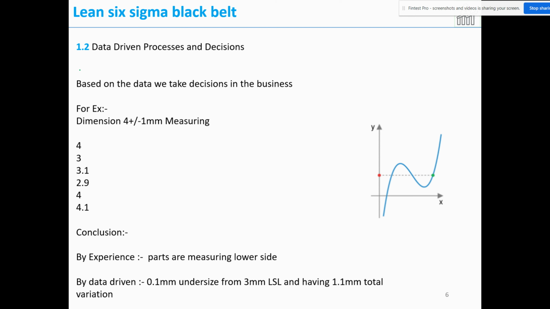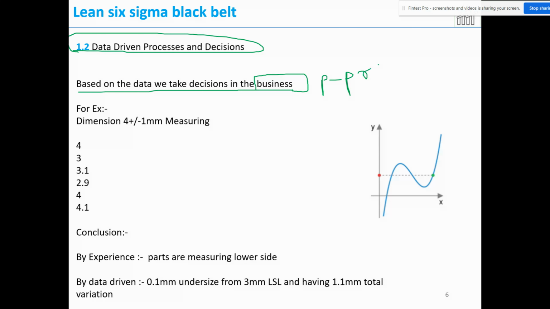So next we are going to see data driven process and decisions. So what is data driven process and decisions? Based on the data, we take decisions in the business. Usually when it comes to business, it can be related to process, or product, or it can be related to the sales. So based on the data, you're going to take the decision.